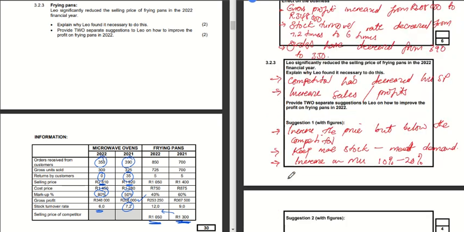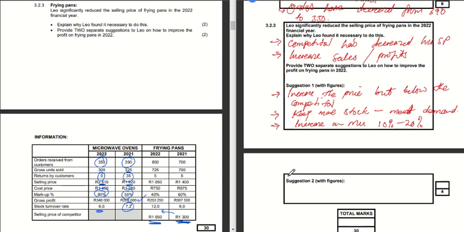I wrote suggestion one, all suggestions in one box, so the other suggestions were supposed to come here.